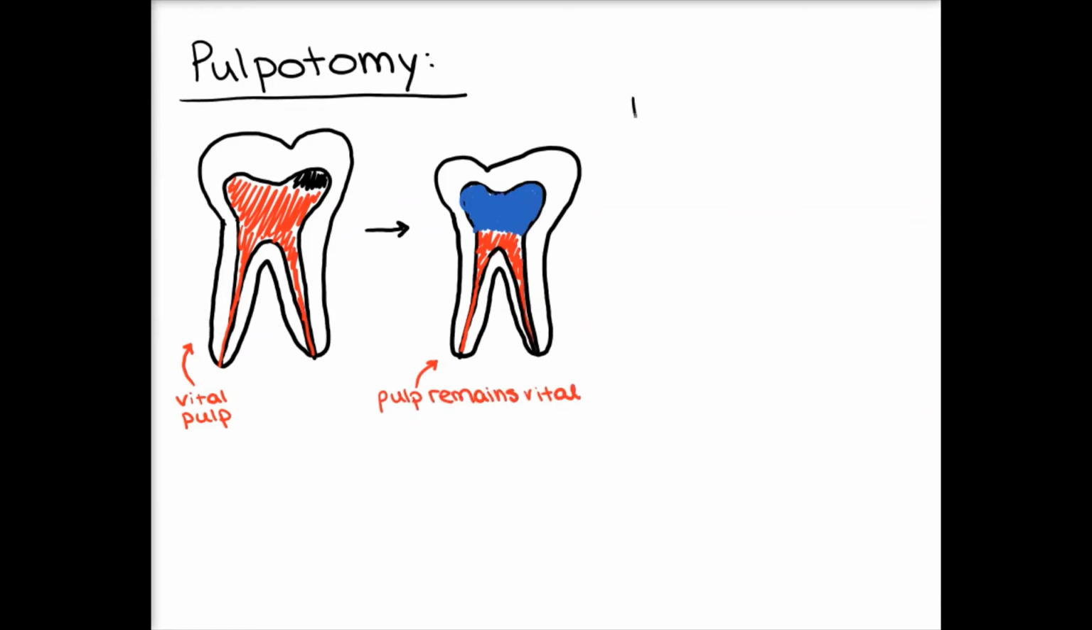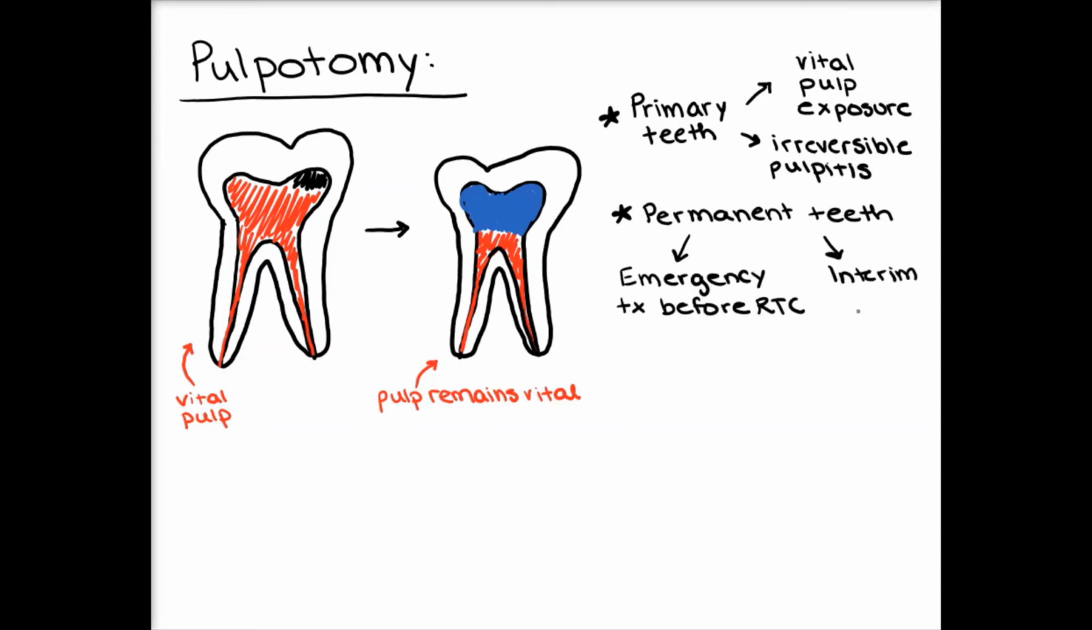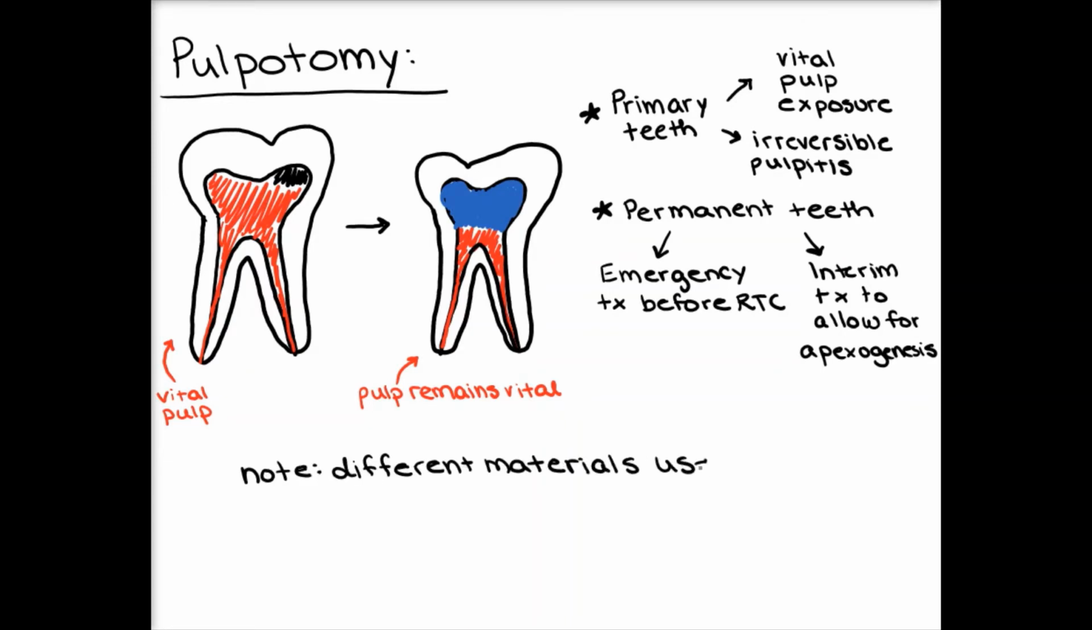Pulpotomies are done in primary and in permanent teeth. In primary teeth, they are performed when vital pulp is exposed or if the tooth has irreversible pulpitis. In permanent teeth, they can be done as an emergency treatment while the patient awaits conventional root canal treatment or as an interim procedure on an apically immature tooth. We should also note that different materials are used as the biologically compatible material shown in blue in permanent and in deciduous teeth.